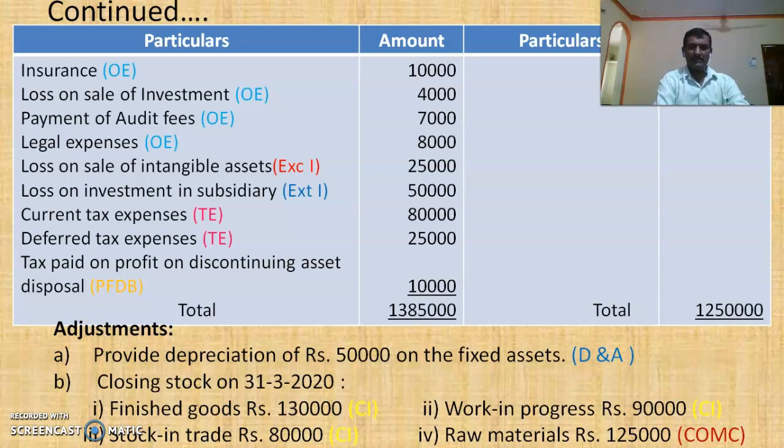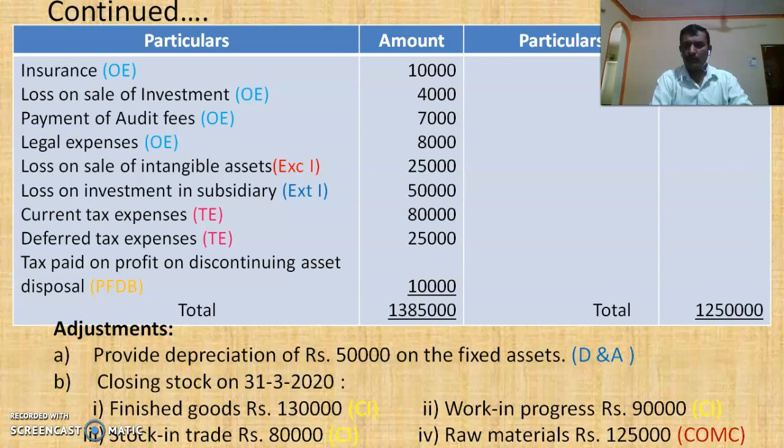Usually, relating to the adjustments, we have to make an adjustment given in the problem in two aspects: one in the statement of profit and loss, and another in the balance sheet. In this session we are concentrating on the profit and loss statement. The provided depreciation of rupees 50,000 on fixed assets is an item of depreciation and amortization. It is to be taken under that note.